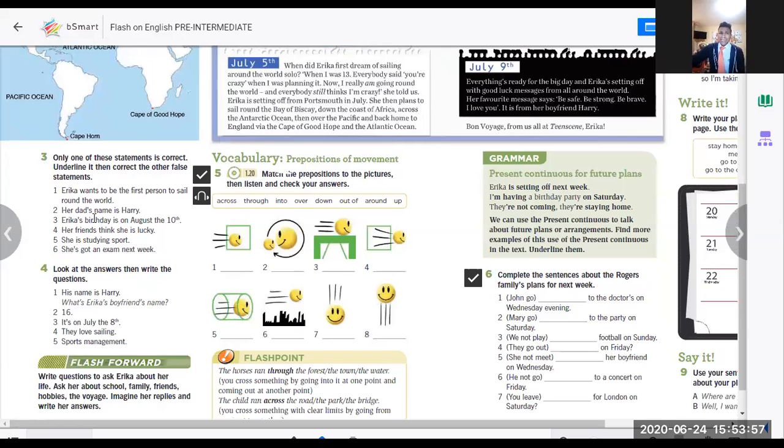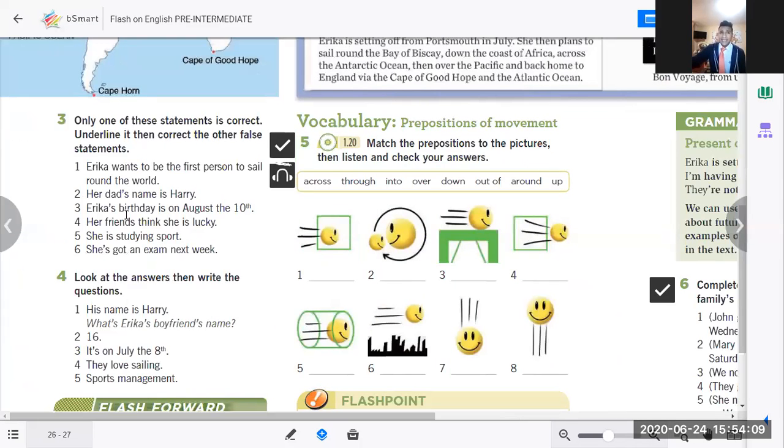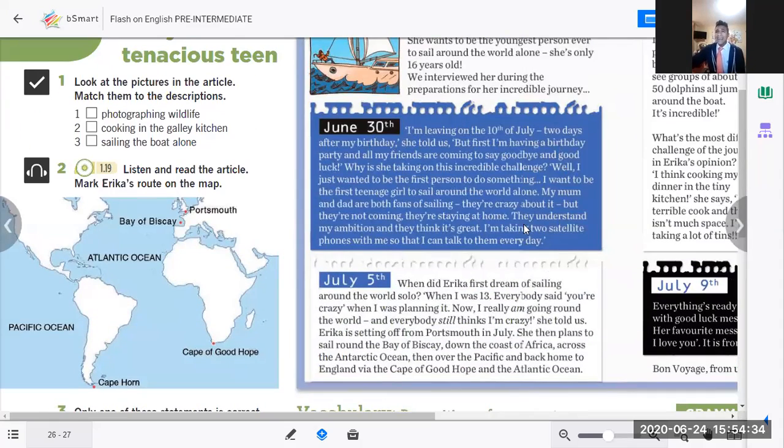Okay, now let's do activity number three. In activity number three, we have six sentences, but these six sentences are incorrect. Only one sentence is correct. Let's see. Number one. Erica wants to be the first person to sail around the world. According to this paragraph, is this correct or incorrect?